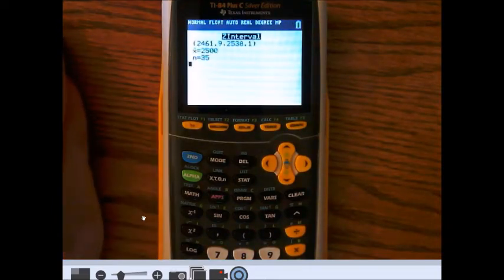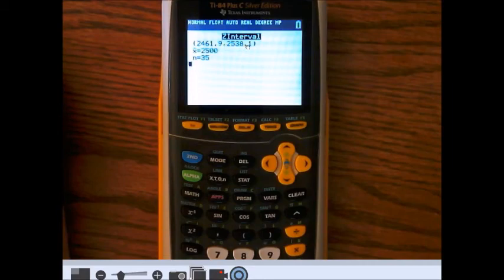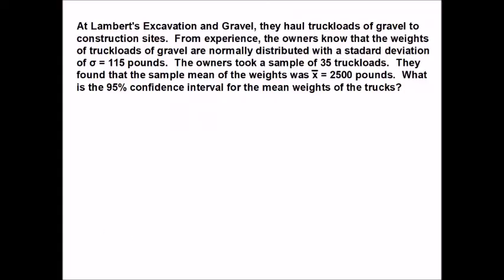So we're 95% sure that the population mean is between 2461.9 and 2538.1. So it's a little nice on our calculator that it does all that for us. And I wanted to show you that. Hopefully that's a help. Let me know if you have questions.